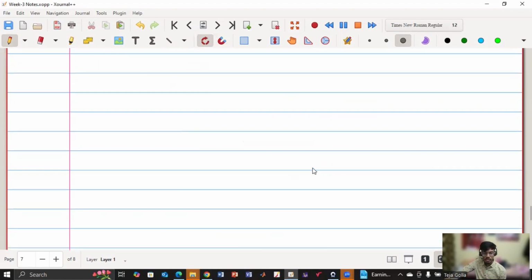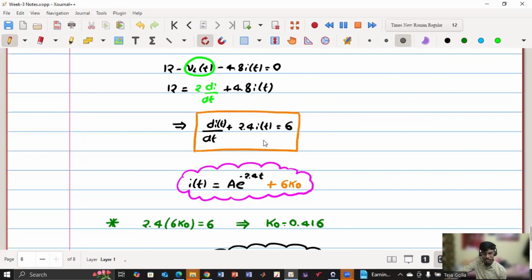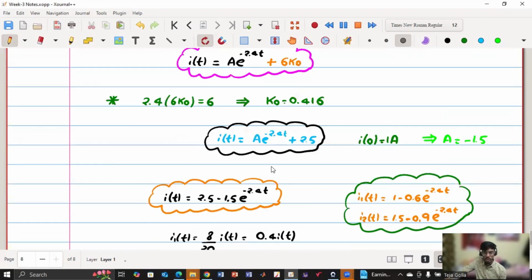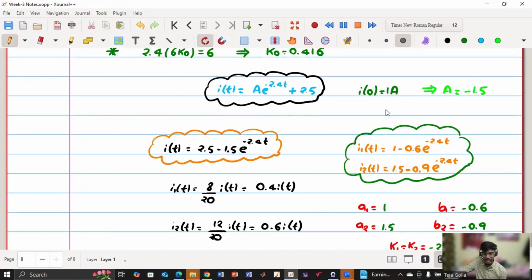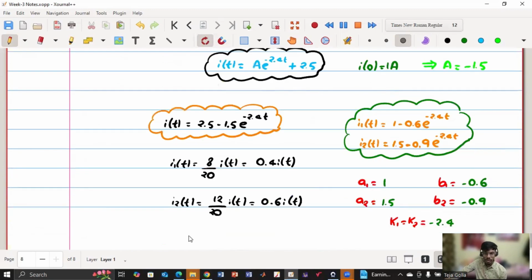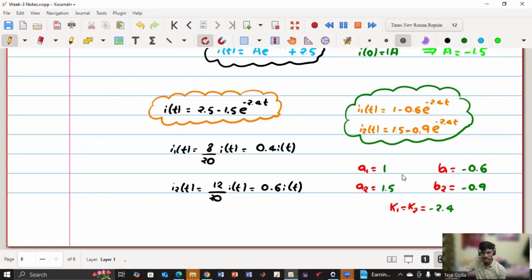In the next problem, it is first order. So first order differential equation followed by the solution, followed by calculating K naught, followed by calculating A using the initial condition. So once I got I of t, I have calculated I1 of t, I2 of t, which are fractional scalar multiplications of I of t. So once I got that, I have cross-checked and everything is matching.